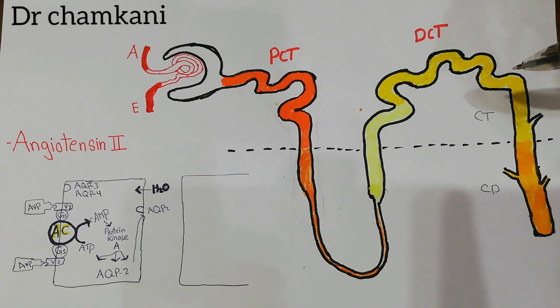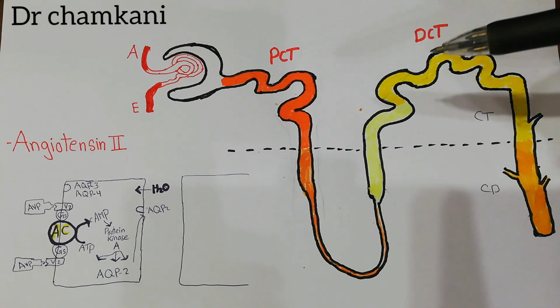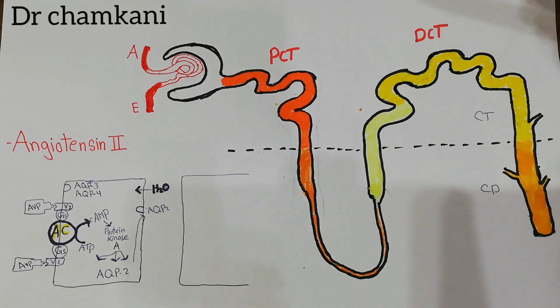Today we are going to talk about the role of antidiuretic hormone ADH, which is secreted from the posterior pituitary gland, also known as arginine vasopressin, and we will discuss its role in renal reabsorption. We are discussing urine formation.